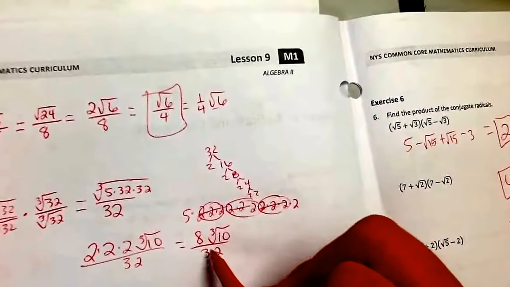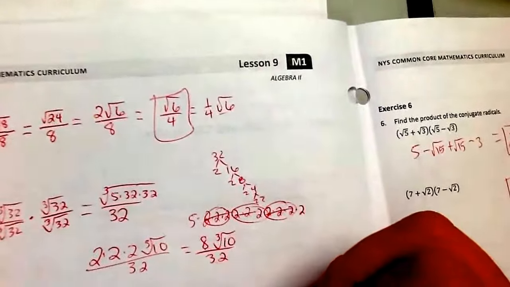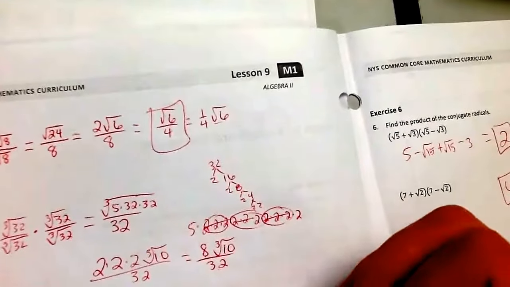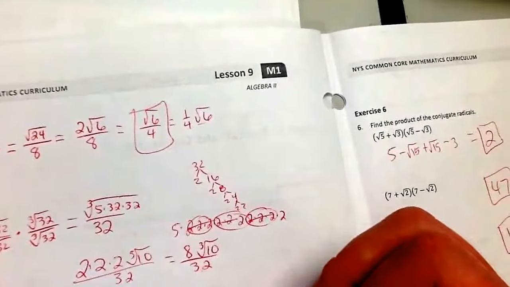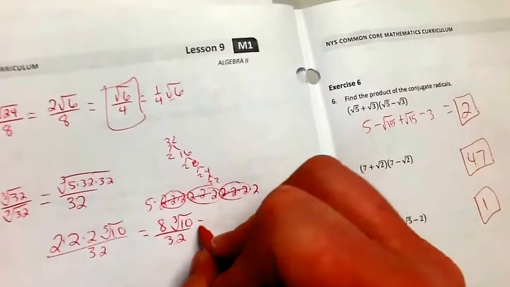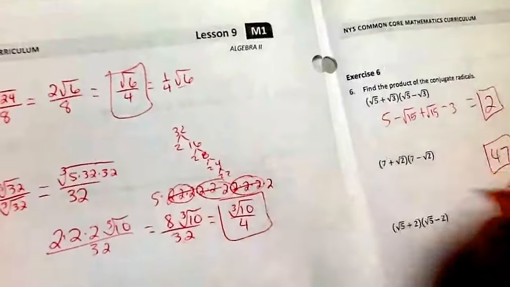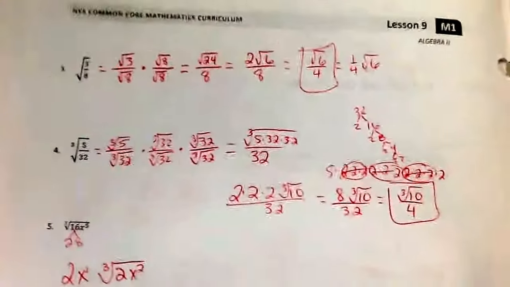Can we reduce this, simplify this fraction right here in front? 8 32nds. 1/4. Thanks, Mariah. It's the third root of 10 over 4. Well, that was fun.